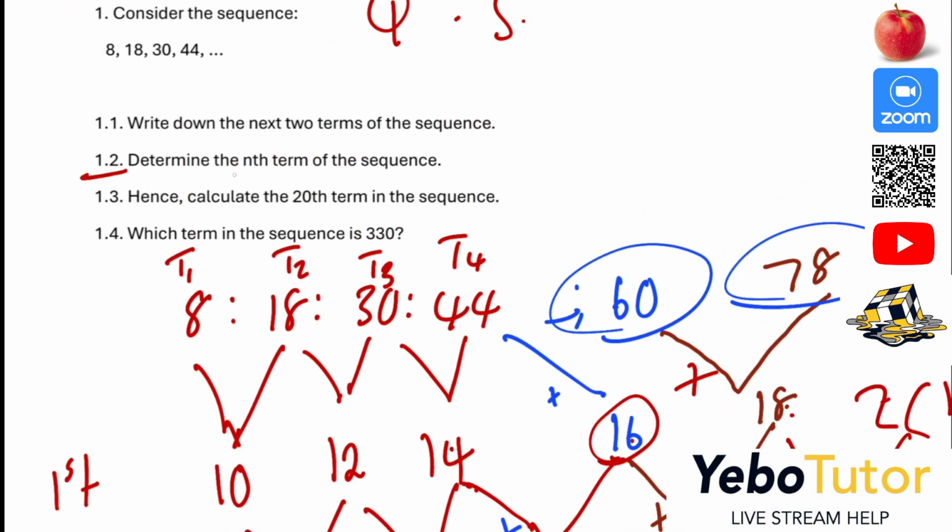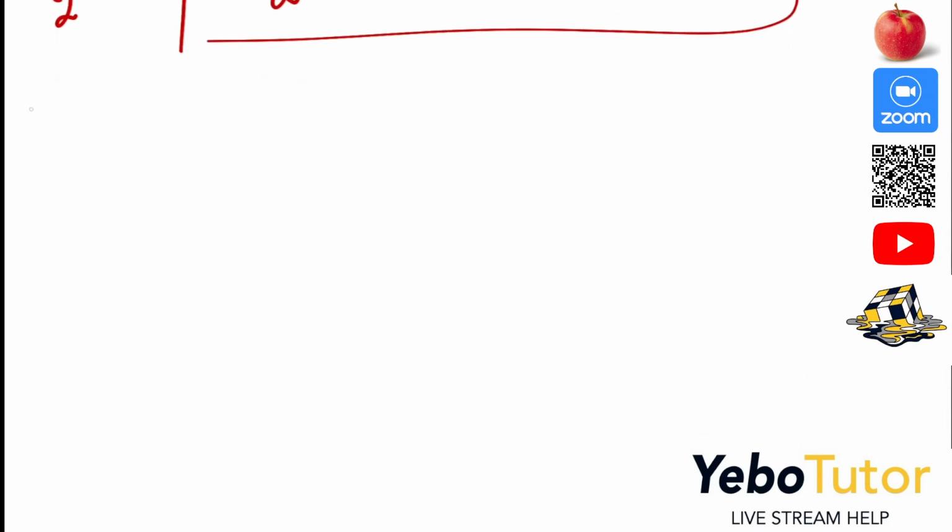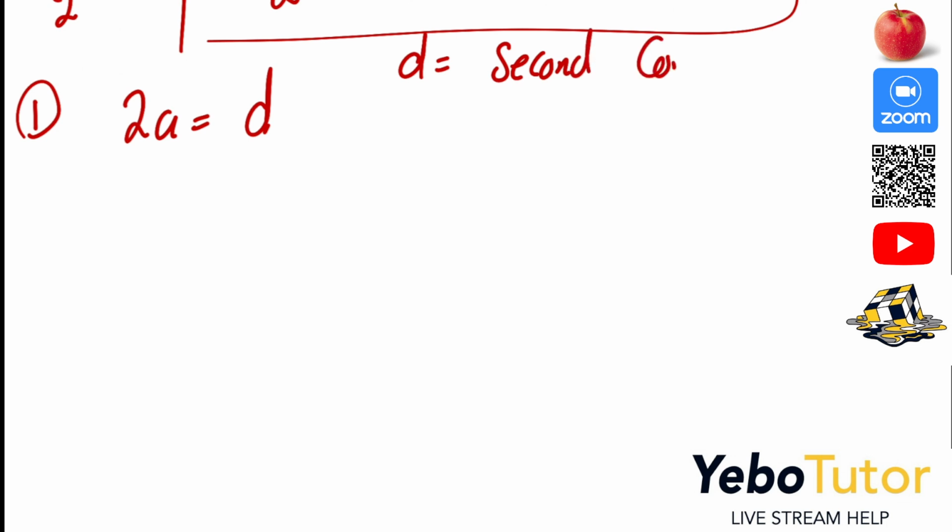Now they say determine the nth term of the sequence, which means they want you to determine the general term, which is Tn equals an squared plus bn plus c. So this is the general term which we want. And how do we calculate this? First, number 1, we know that 2a is equal to d. What is d? d is our second constant difference.